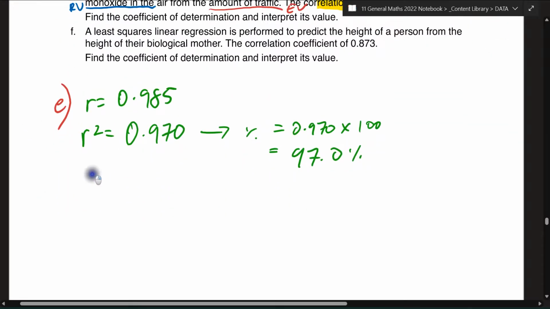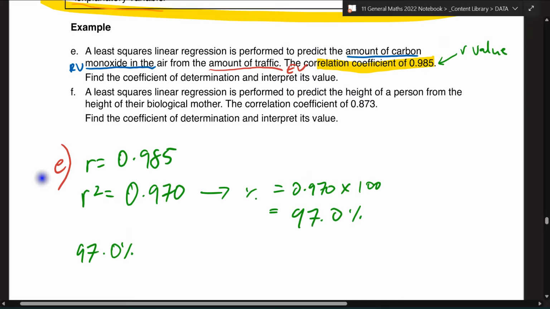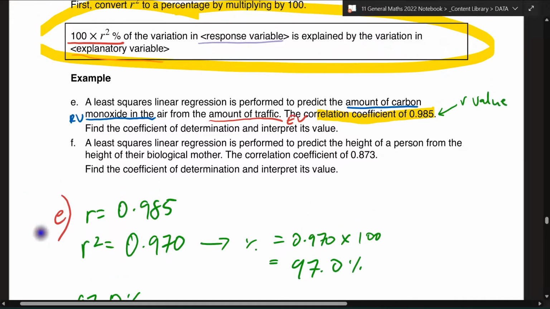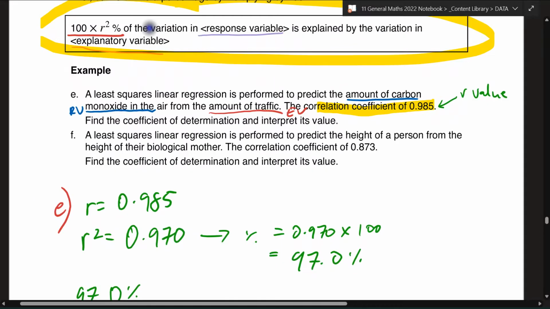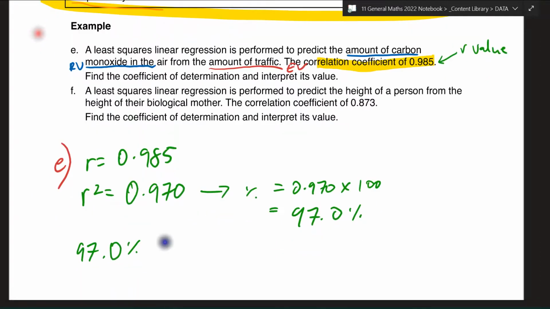So we say 97.0%. Wait, do you have to add the 0? Well, it doesn't say that it wants 3 sig figs, but I'm just going to make it 3 sig figs. If it said 3 sig figs and you don't add the 0, it would be incorrect. You would lose a mark. In Year 12, yes, that's what they do. It's very strict. Okay, 97.0%. So just follow the sentence of the variation.